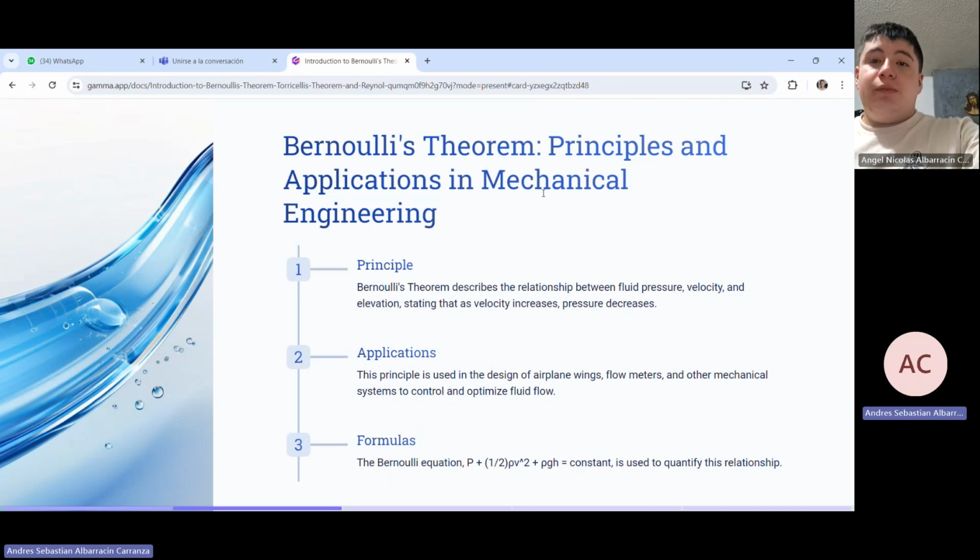Applications, well, in the example we have here. So we have the Bernoulli equation. The Bernoulli equation says that it is P, the pressure, plus a half of the density times velocity squared, plus the density of the fluid times gravity times the height of the situation.